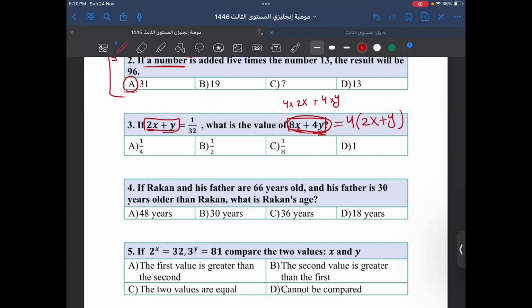Then I take the 4 out and multiply it all like this. Do you get the idea of what I did here? Yeah. Okay. So now I know the value of 2x plus y, right? They told me that it is 1 over 32. So instead of writing 4 times 2x plus y, I'm going to write 4 times 1 over 32. I substituted. And then I do the simple multiplication, and I'm going to get 1 over 8.